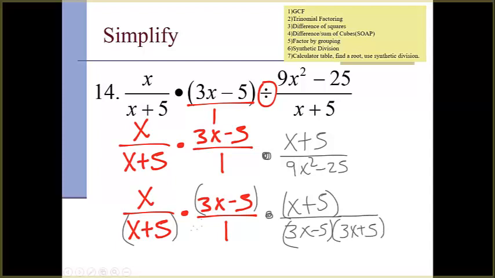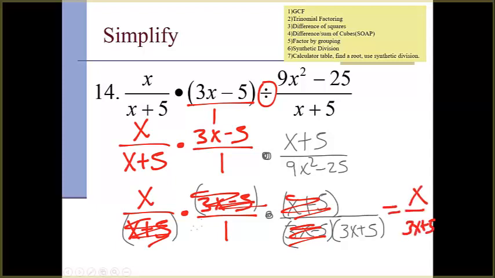And what that means is now you're looking for married couples. So we got a married couple that cancels out with here. We have a married couple that cancels out here. And we are left with an x over 3x plus 5. And that is done.